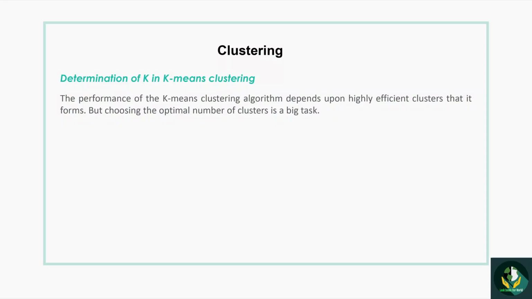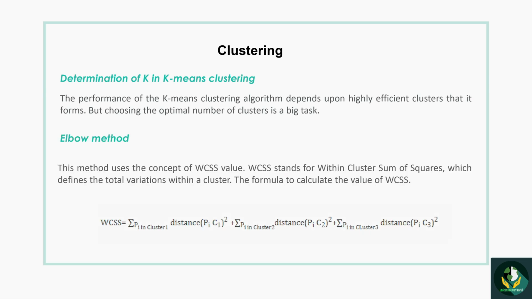So, how do we determine the optimal value for k? First, we need to keep in mind that the performance of the k-means clustering algorithm depends on the highly efficient clusters that it forms. Hence, choosing the optimal number of clusters is a big, critical task. There are different ways to find the optimal number of clusters, but here we are discussing the most appropriate method to find the number of clusters, or value of k. The method given below is the elbow method.